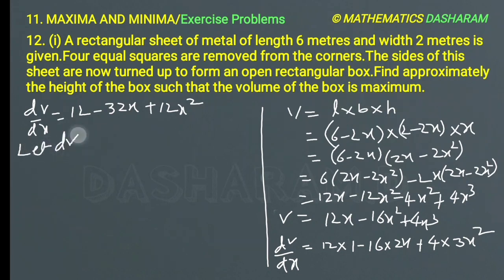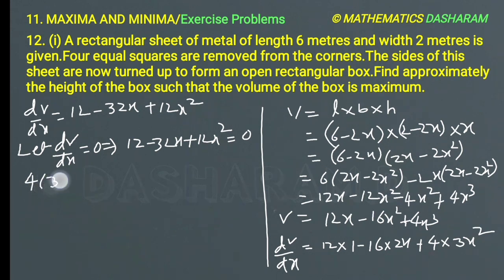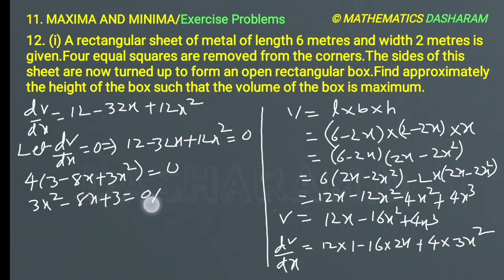Now let's take dV by dx equals to 0. Then it implies 12 minus 32x plus 12x square equals to 0. Here we can take the 4 common. 3 minus 8x plus 3x square equals to 0. Now do factorization. 3x square minus 8x plus 3 equals to 0.